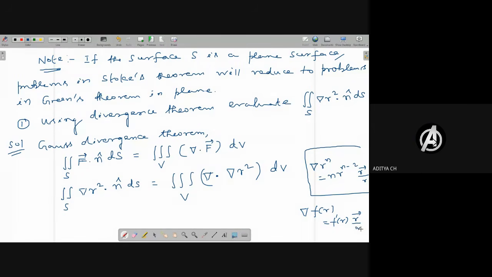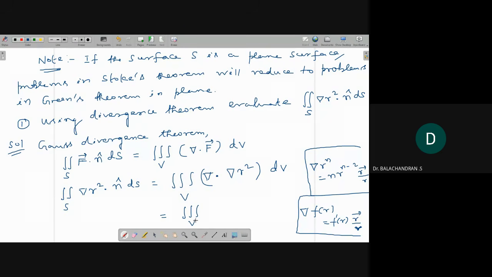Yes, sir. I think Aditya and Sheila gave the answer. Okay, thank you. So del of f of r is f dash of r into r vector by r. This is the result, but I have not proved it here; I proved it in the classroom. If you write del equal to i dou by dou x plus and so on, you will get this result. So that's why I'm going to use this result here.